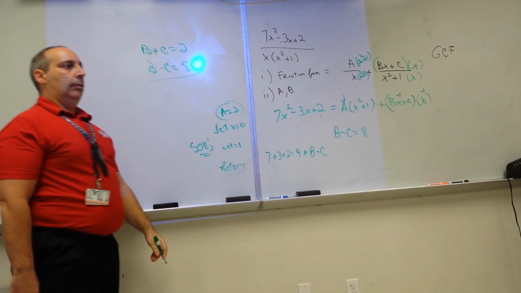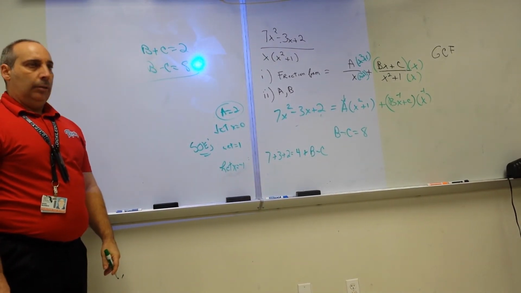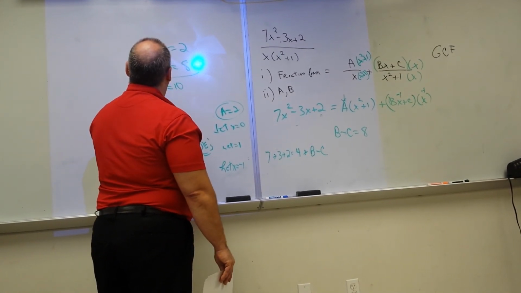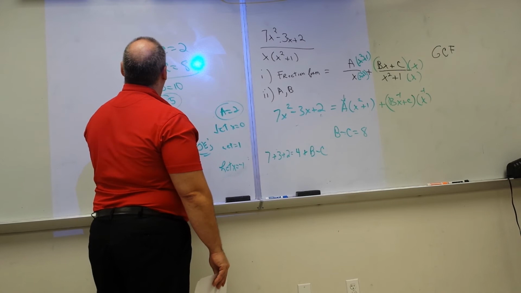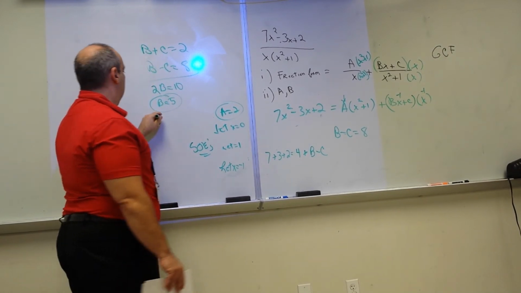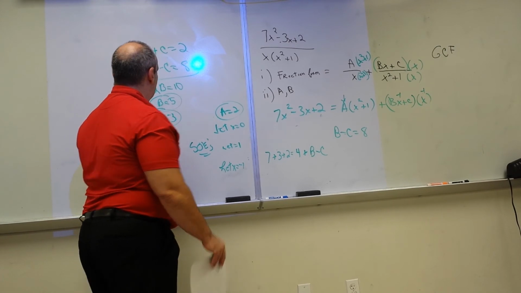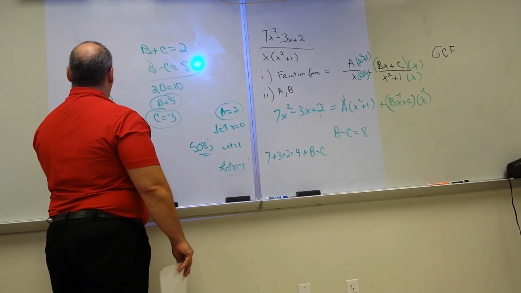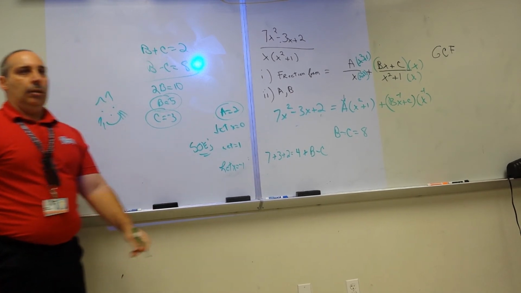Come on. Boom. 2B, or not 2B. Your C's will cancel, yeah. 5 plus negative 3 equals 2. Yeah, there we go. And then we just stick those back into the original?